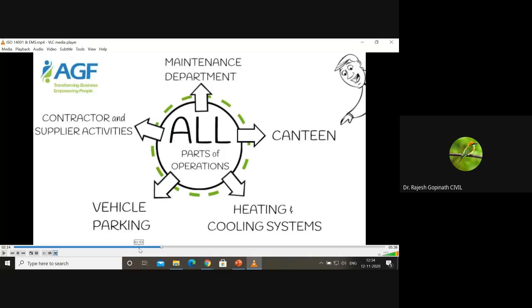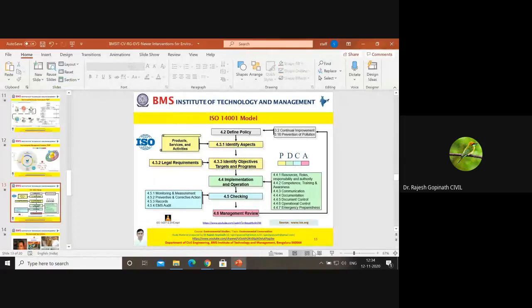So friends, what it says is, when you have a company or an industry, every single operation, every single department, every single service should be explored, should be probed, and should be included in your EMS. So now let's move further to the next topic.